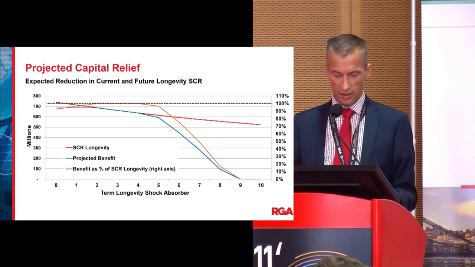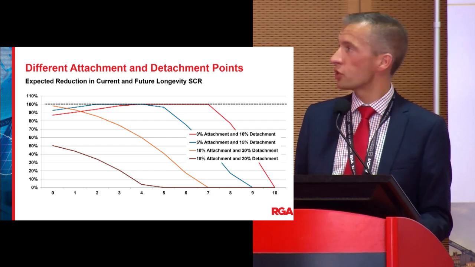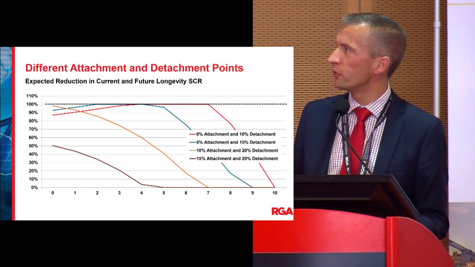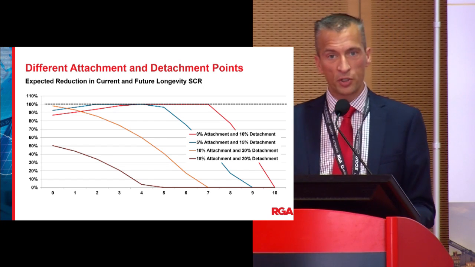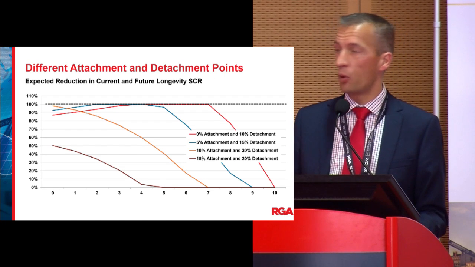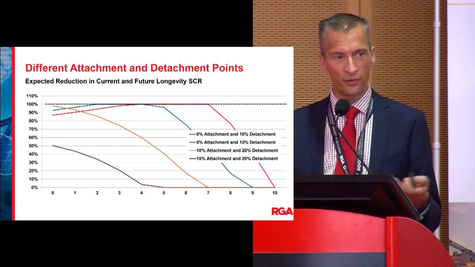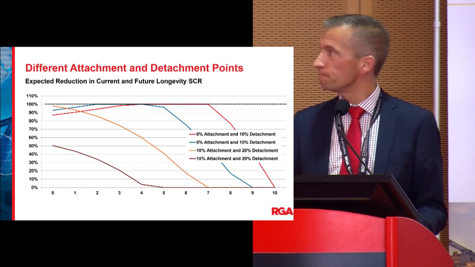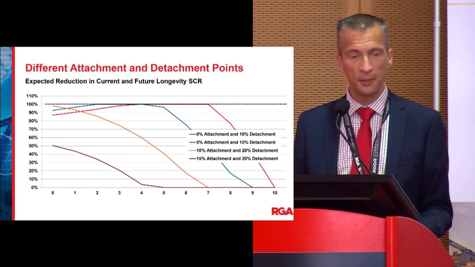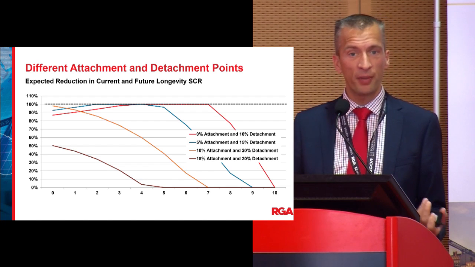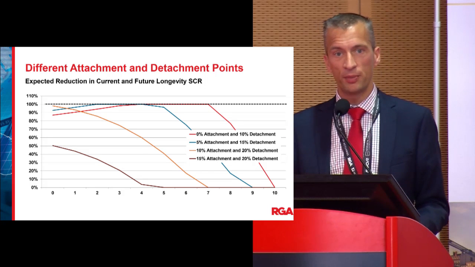So my final slide is showing similar curves, but for different attachment and detachment points. The curve I just showed was this blue one, which corresponded to 5% attachment and 15% detachment. But you can do, of course, transactions with different attachment and detachment points. What you see here is that if you go further in the tail, you have a lower reduction in longevity SCR, obviously, but you also have a cheaper transaction. So that trade-off is something for the insurance company to make. And if you then go to the right, you're closer to at the money, to speak in option terminology, so you generate more benefit, also over a longer term, but it's also more expensive. So that trade-off needs to be made.